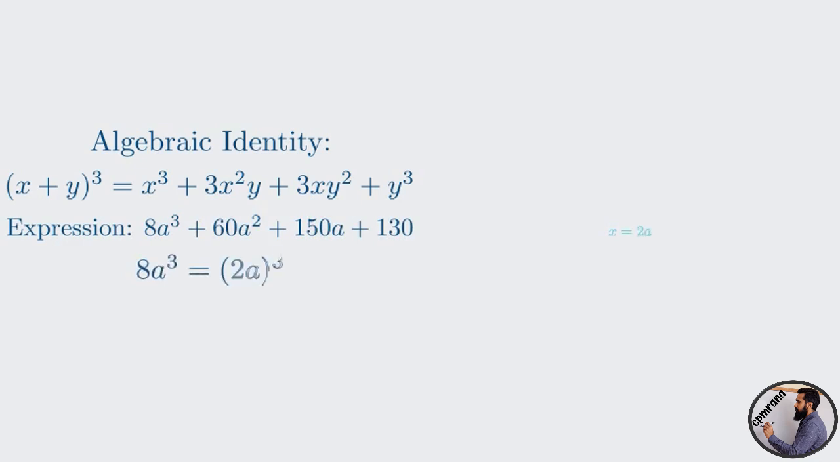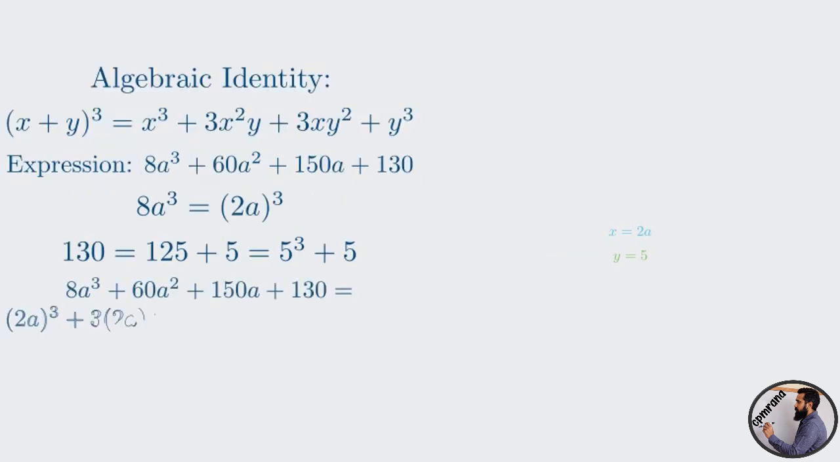First, we look at the leading term, 8a cubed. Since 8 is 2 cubed, we can rewrite this as the quantity 2a, cubed. This means our x in the formula will be 2a. Now look at the constant at the end. 130 isn't a perfect cube, but 125 is. 125 is 5 cubed, so we can split 130 into 125 plus 5. This suggests our y in the formula will be 5.